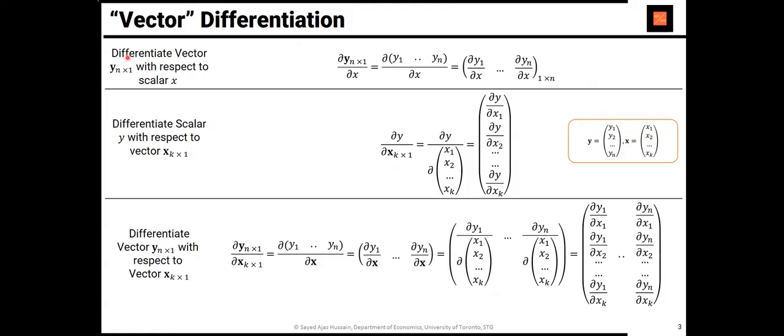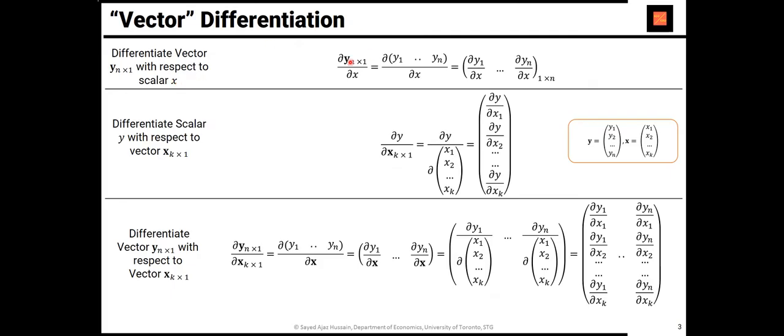Let's start with a vector. It's actually a column vector y. You can see n rows, one column. And I'd like to differentiate with respect to a number x. Depending on which textbook you read, you may have seen different expressions, but here's what we're going to use.